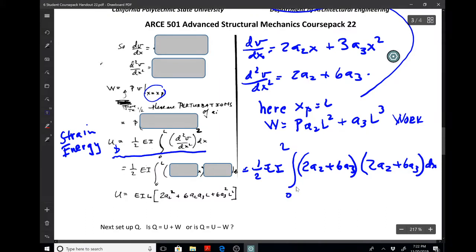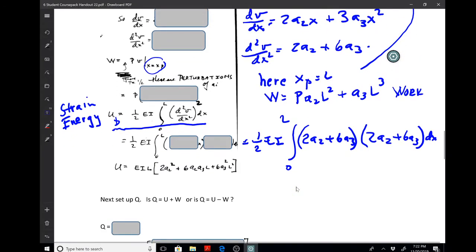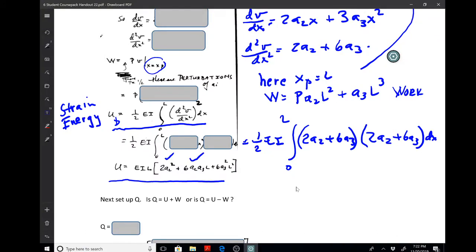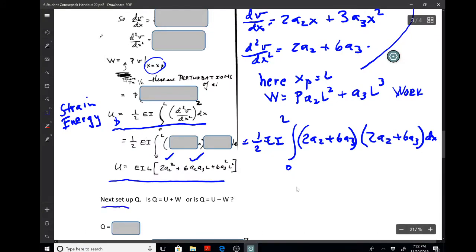You could expand this out. It's super easy, and then integrate it, or you could ask your robot to do it. And here we have U is equal to EI L times 2A3 squared plus 6A2A3L plus 6A3L squared L squared. So far so good. Next, set up Q.